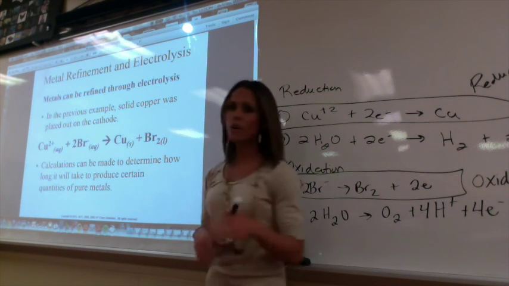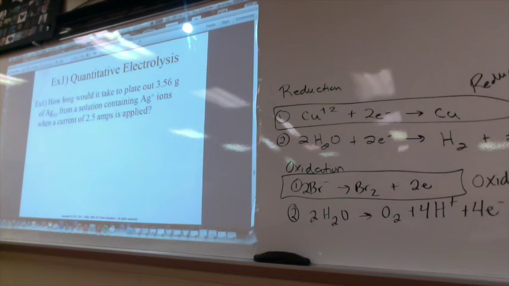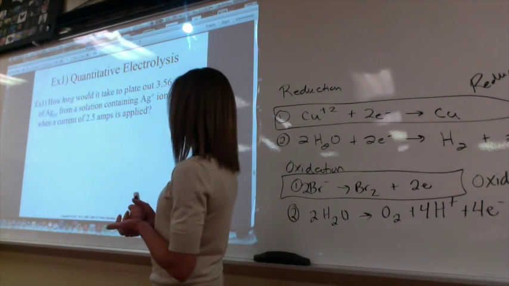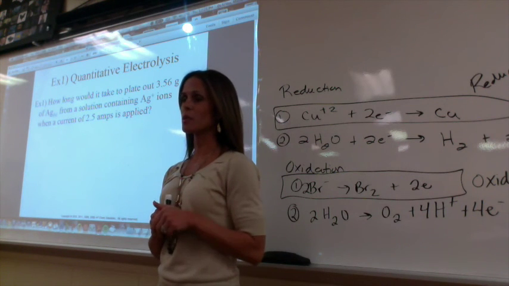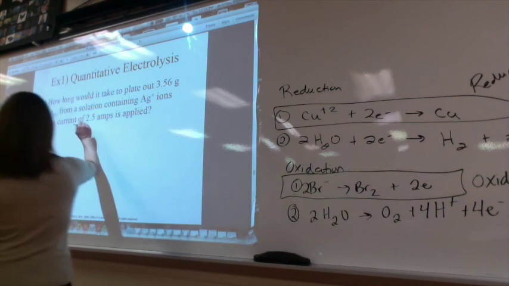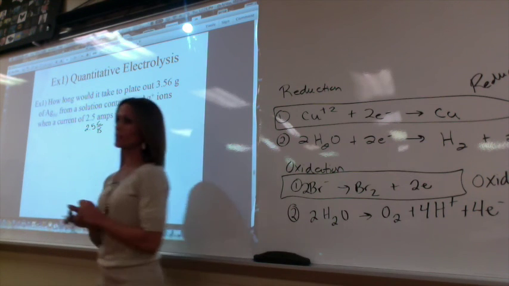So we're going to calculate how long it will take to get a certain amount of copper. So how long would it take to plate out 3.56 grams of silver from a solution containing silver plus 1 ions with a current of 2.5 amps? So right away, if I give you amps, what do you do? Coulombs over seconds. So we're not even going to think about the problem for a second. We're just going to remember that Mrs. DeBruin said to change that.